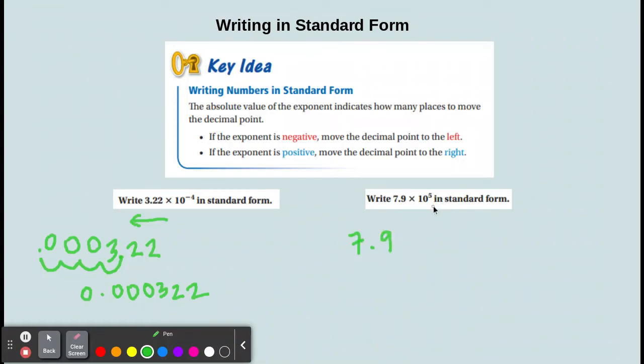Now over here on this example, we have 7.9 as our factor. We look at our exponent on the power of 10, and it's a positive 5, so it's positive. We move our decimal point to the right 5 spaces. 1, 2, 3, 4, 5. So that gives us 790,000 as our standard form.